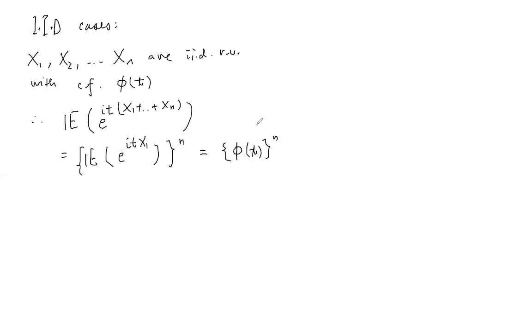Okay, very simple. So for example, again I use the normal 0, 1. So its phi t is e to the minus t squared over 2. So suppose you have the sum, Sn, equals the sum.